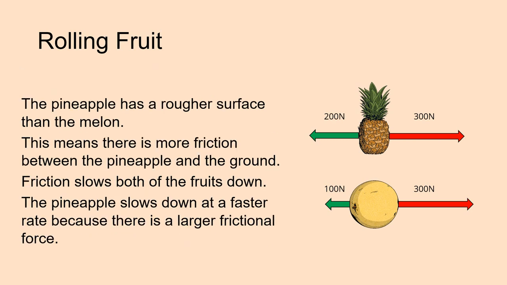So, the pineapple has a rougher surface than the melon. This means there is more friction between the pineapple and the ground than the melon and the ground. So friction slows both of the fruits down, but the pineapple slows down at a faster rate because there is a larger frictional force, which can be seen by that 200 newtons.